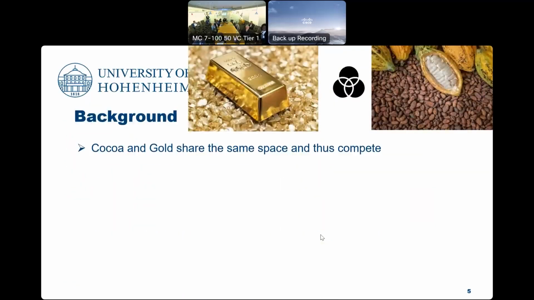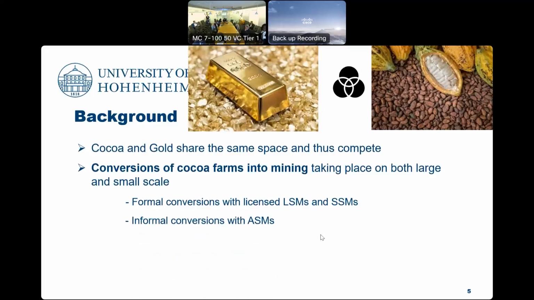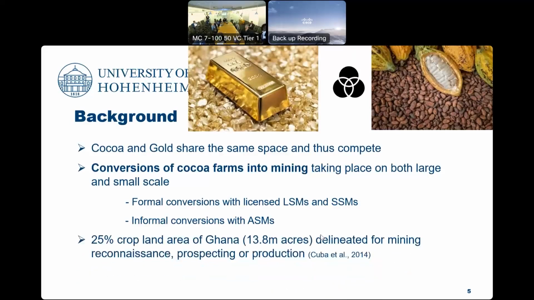This competition means that once gold has a higher economic value than cocoa, there's conversion of cocoa farms into mining, taking place on both large scale and small scale. By large scale, I mean formal mining companies who obtain licenses and convert these farms, and there are informal private arrangements between smallholders and ASM operators. This doesn't seem to be stopping anytime soon, because 25% of Ghana's cropland area has been delineated for mining purposes.